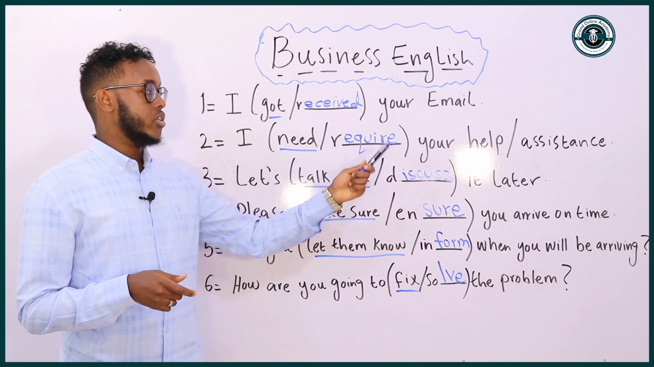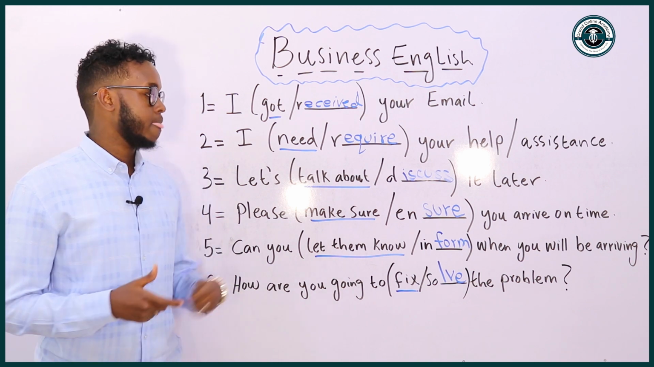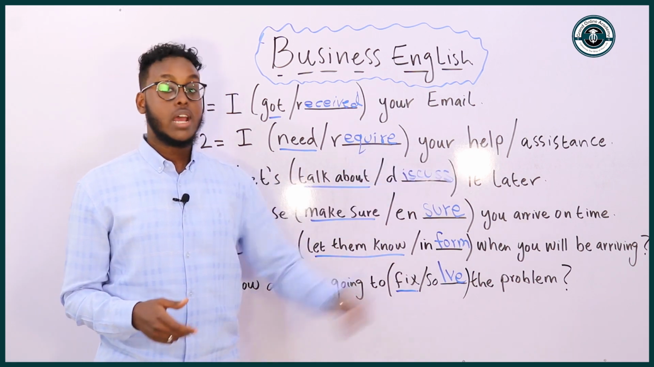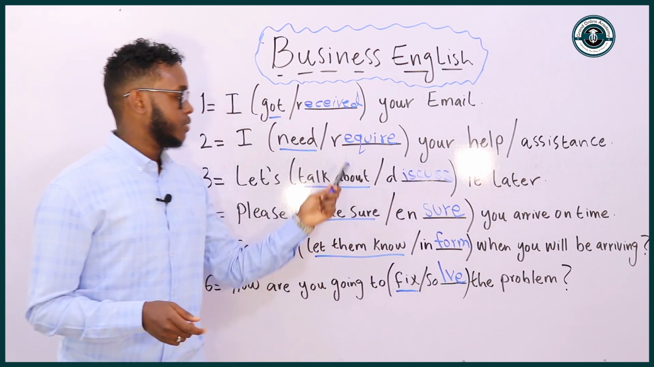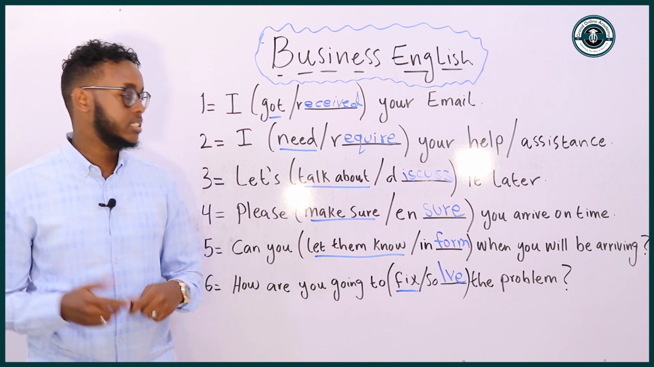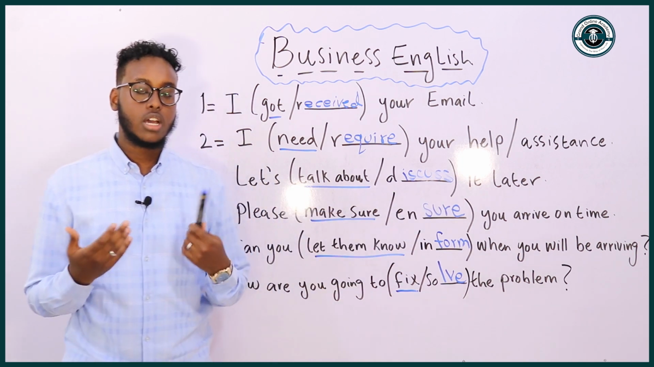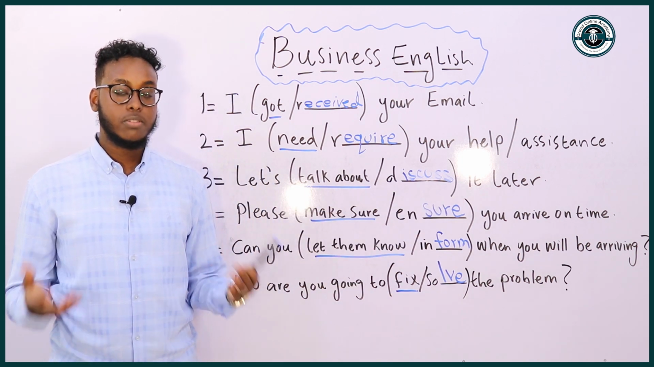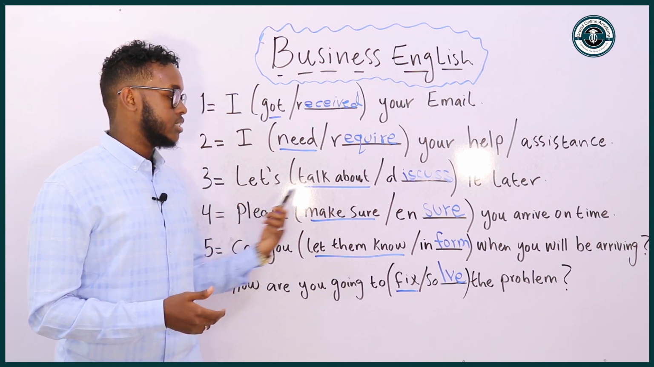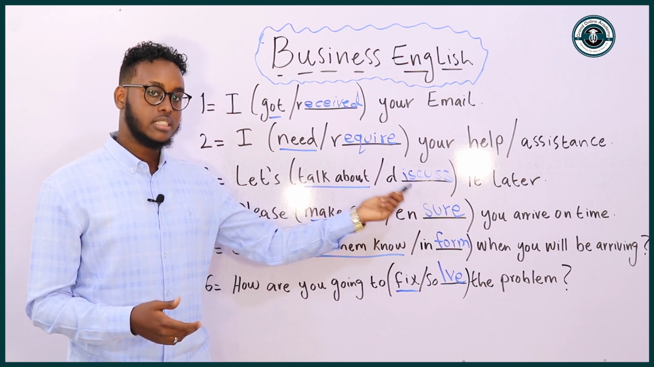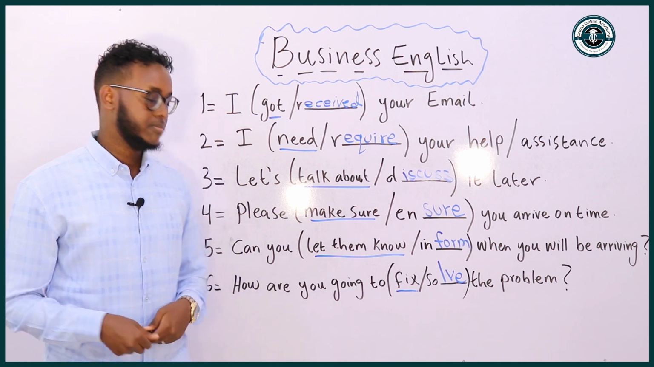I need your help. I need your help. I require your assistance. I require your assistance. So we changed the noun and the verb. I require your assistance. Let's talk about it later. You have a meeting, then you say, let's talk about it later. You'll be saying, let's discuss. We changed it to discuss. Let's discuss it later.